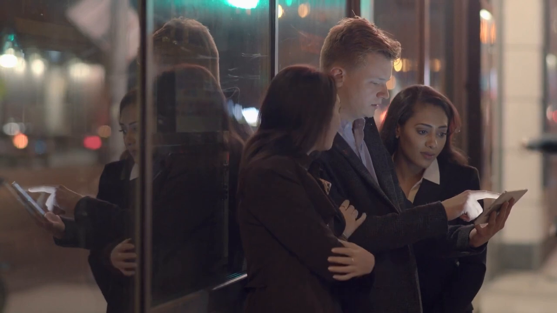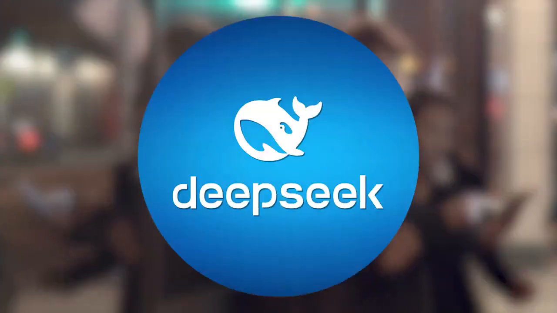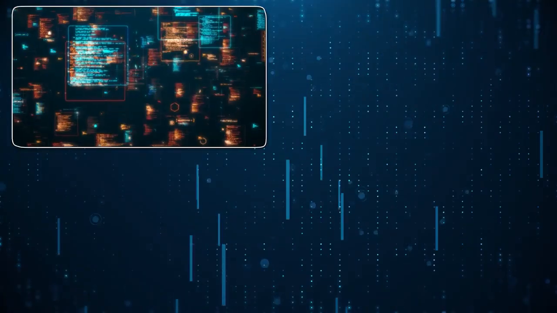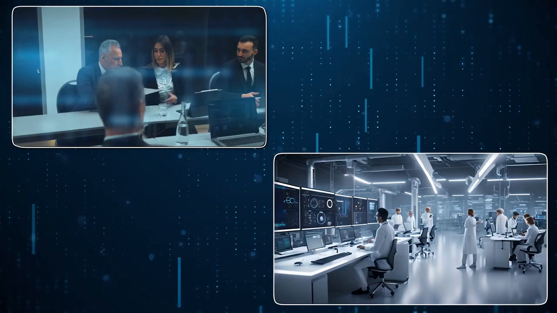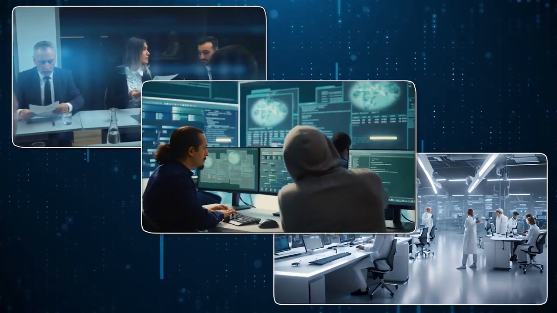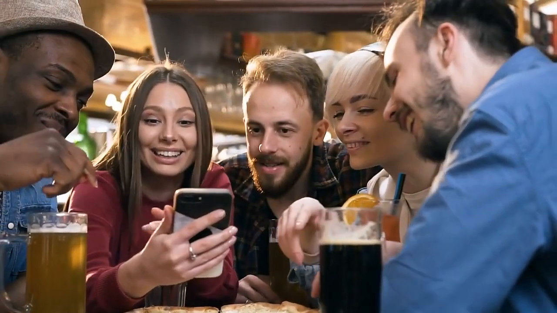And there you have it, 8 amazing things you can do with DeepSeek. From advanced data analysis to fraud detection and predictive analytics, DeepSeek is truly a game changer for businesses, researchers, and anyone working with data.